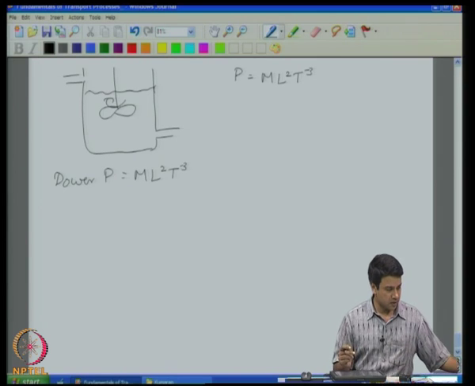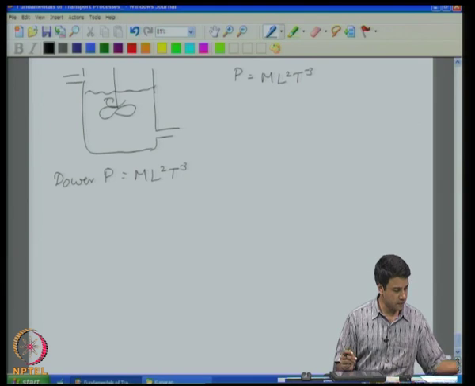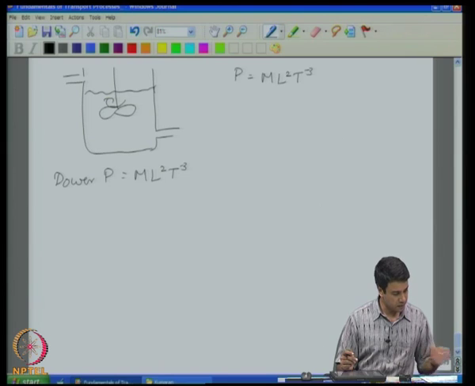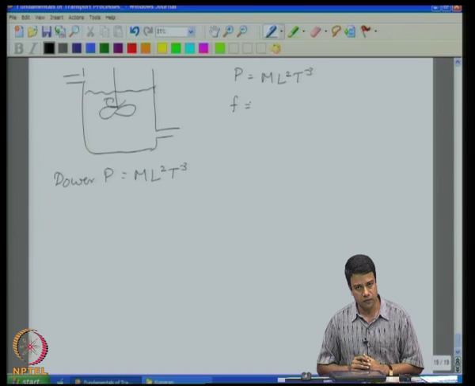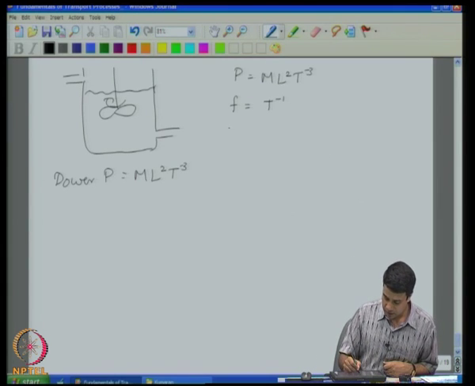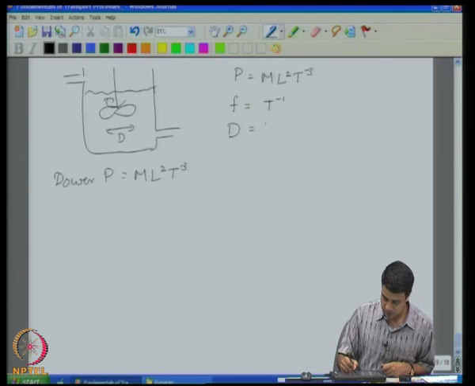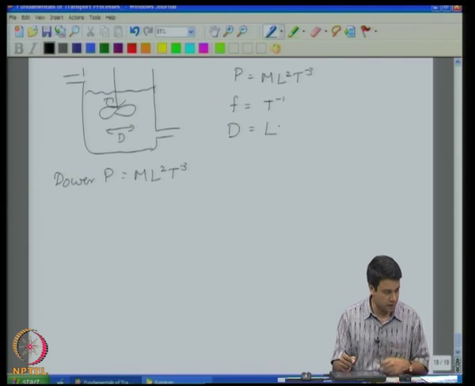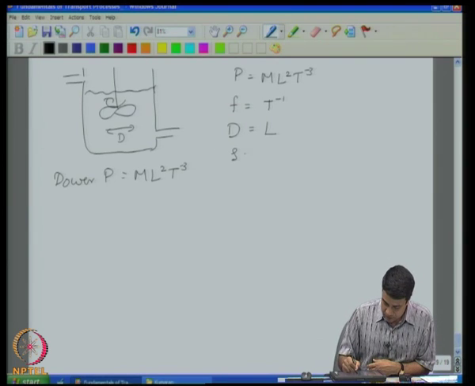So, what does this depend upon? Of course, it depends upon the frequency with which the impeller is rotating, the frequency f. Frequency is number of rotations per unit time, so it has dimensions of t inverse. It will depend upon the diameter of the impeller d. The larger the impeller, the more power is required. d has dimensions of length.